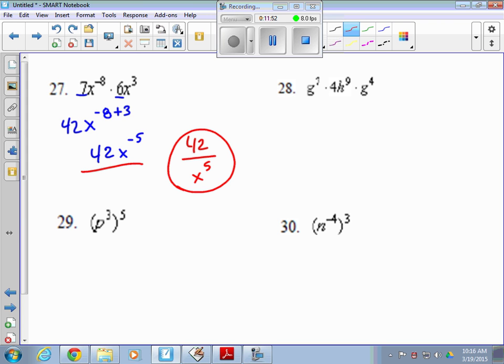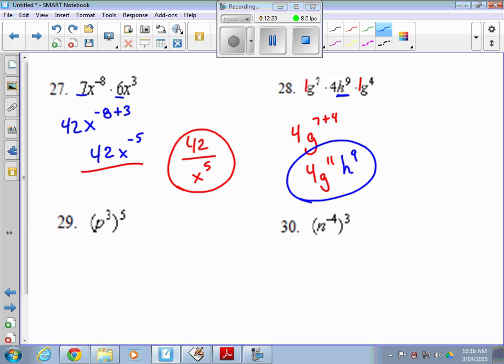g to the 7th times 4h to the 9th times g to the 4th. These coefficients are 1, so 1 times 4 times 1 will simply be 4. g to the 7th times g to the 4th is g to the 7 plus 4. That's going to be 4g to the 11th. And there's only one h, h to the 9th. So 4g to the 11th, h to the 9th.